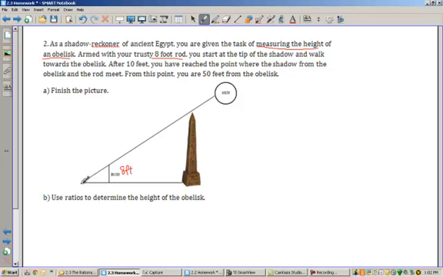And so what happens is you're going to start right here. Here's your guy. Here you are. You're going to start at the tip of the shadow, it says, and walk towards the obelisk 10 feet. So you walk, and after 10 feet, you see the shadow cast by the rod reaches a point where the shadow is cast, right here, from the obelisk. So this is just 10 feet right here. And then it says from this point you are 50 feet from the obelisk. So from right here all the way to right here, this is 50 feet. Use ratios to determine the height of the obelisk.